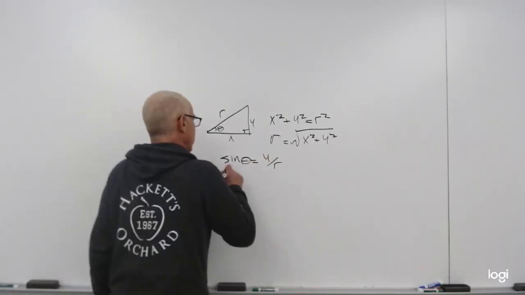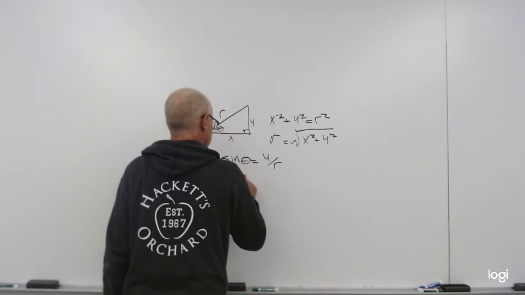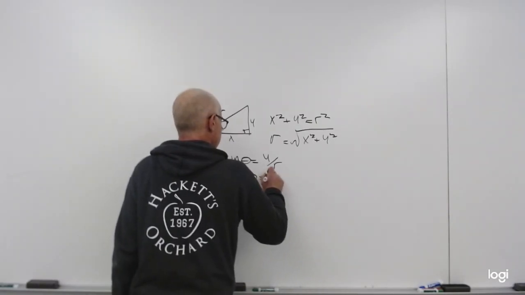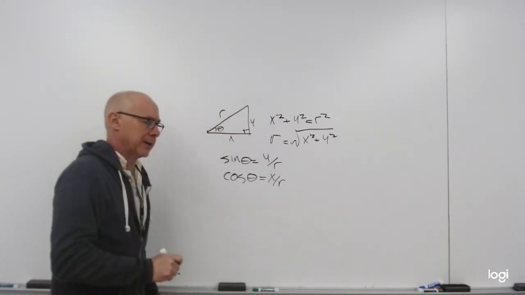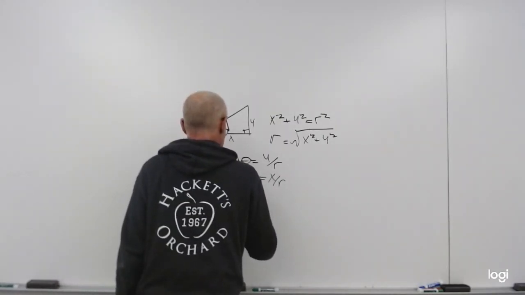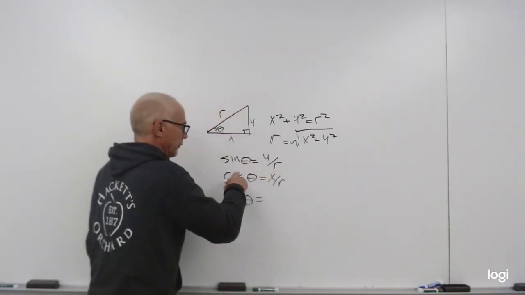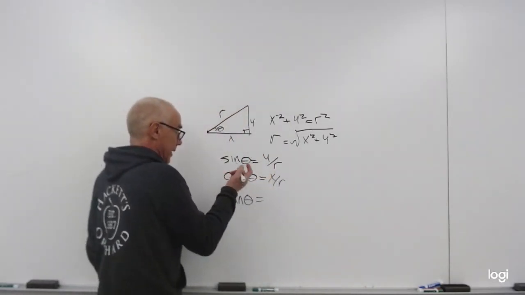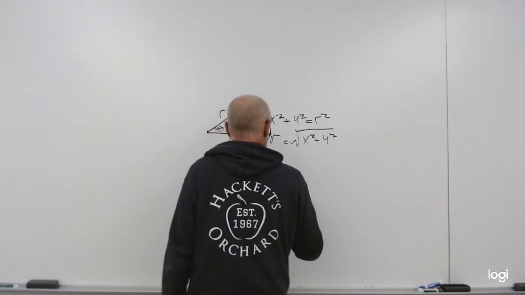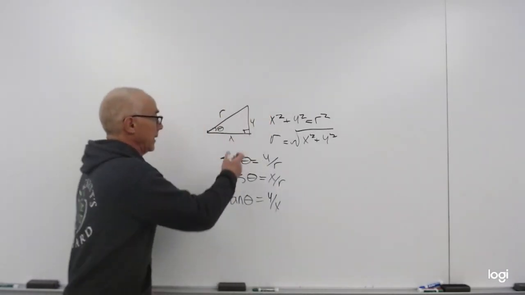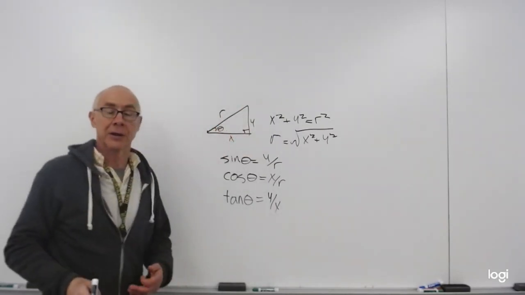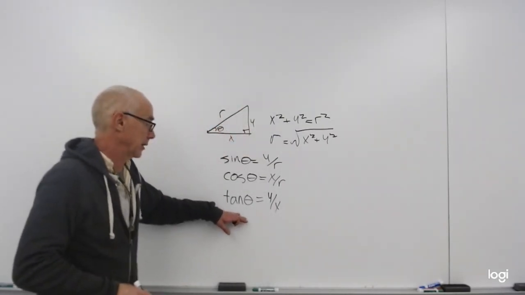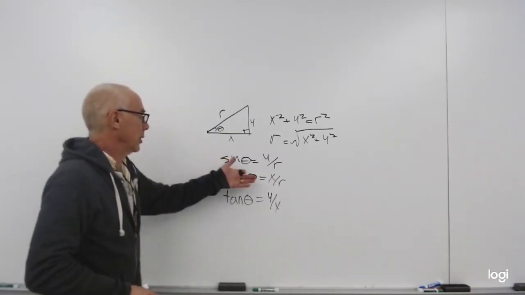Not a problem. Cos theta equals x over r. Basically, it's the adjacent over the hypotenuse. And then tan theta equals y over x. It's really sine over cosine, but we'll just write here y over x. So it's basically the side opposite the angle divided by the side that's adjacent to the angle.